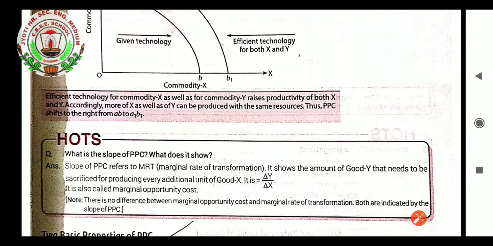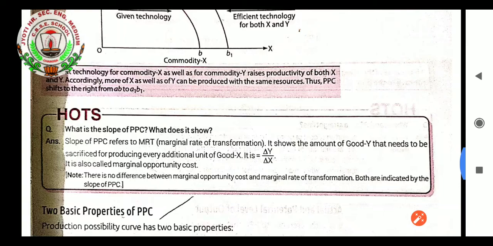What is the slope of PPC? What does it show? Slope of PPC refers to the marginal rate of transformation. That's why the PPC is also called the transformation line. It shows the amount of good Y that needs to be sacrificed for producing every additional unit of good X. It can thus be said to be change in Y upon change in X. It is also called marginal opportunity cost. Here, change in Y is the change on the y-axis upon change on the x-axis.